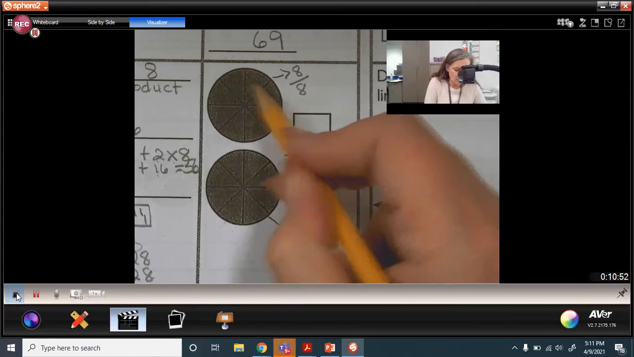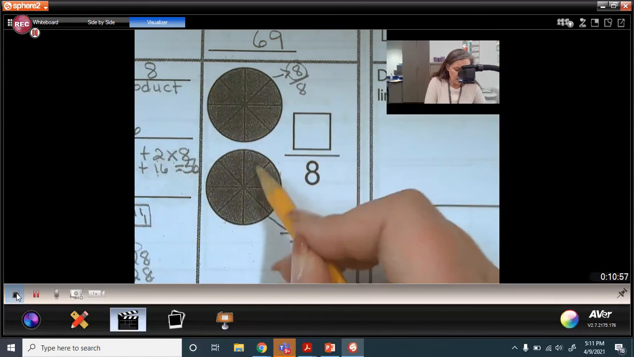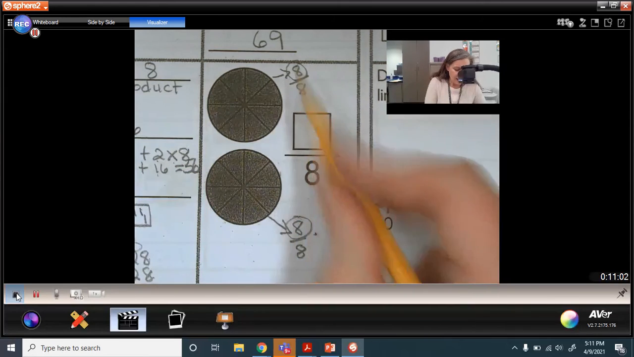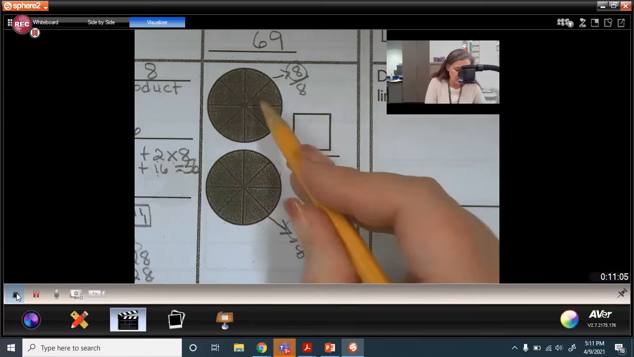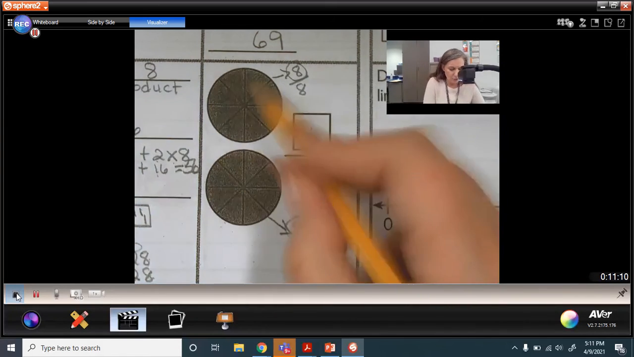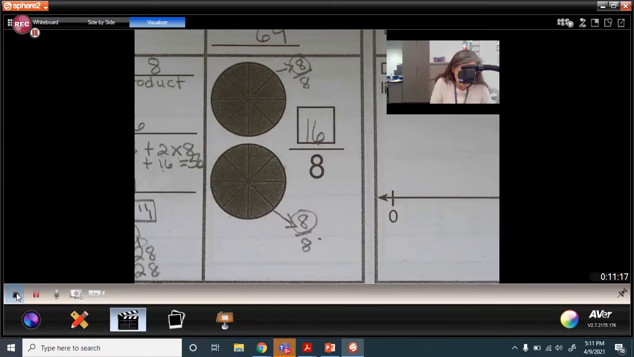So if I count my 8s, there's going to be 8 in this whole, and there's going to be 8 in this whole. So 8 and 8, how many 8s am I going to have? I'm going to have 16 8s, which is making 2 wholes on the number line. So if I were going to put this on a number line, again, you have 0, you have 1, you have 2. If I break it up into 8 equal pieces, these are going to be tiny.